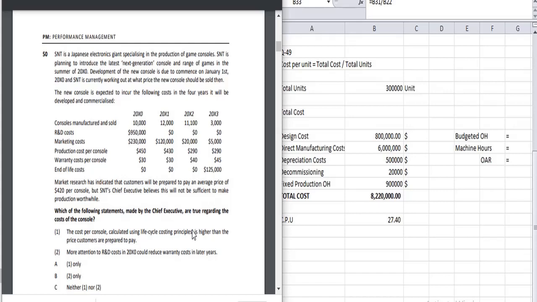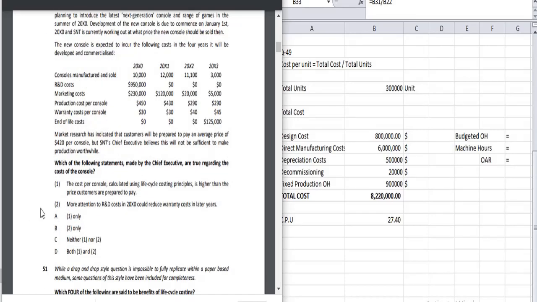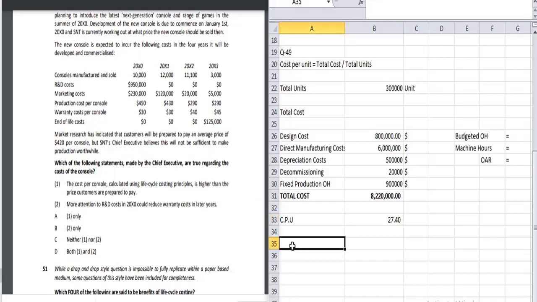New console is expected to incur the following costs in the 4 years it will be developed and commercialized. Market research has indicated that customers will be prepared to pay an average price of 420 per console. Remember this point, customer is prepared to pay 420 per console. But the S&T chief executive believed that this will not be sufficient to make the production worthwhile. So what is the first statement? Cost per console calculated using life cycle cost principle is higher than the price customers are prepared to pay. So for that we have to calculate the cost per unit according to the life cycle costing.